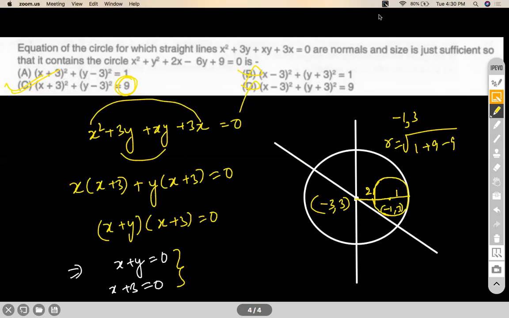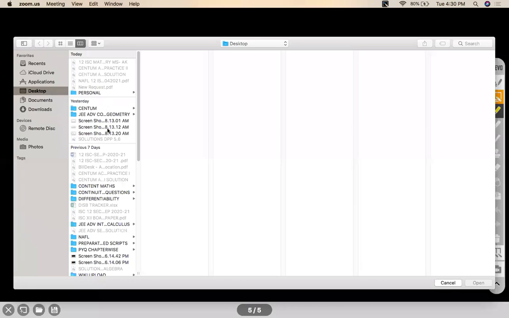People who went for option D, two of you, what mistake did you make? Should I name the people? Tripan and Pratham, careless mistakes. Careless mistakes are the last thing you should be doing in a JEE Advanced exam. Okay, next question.